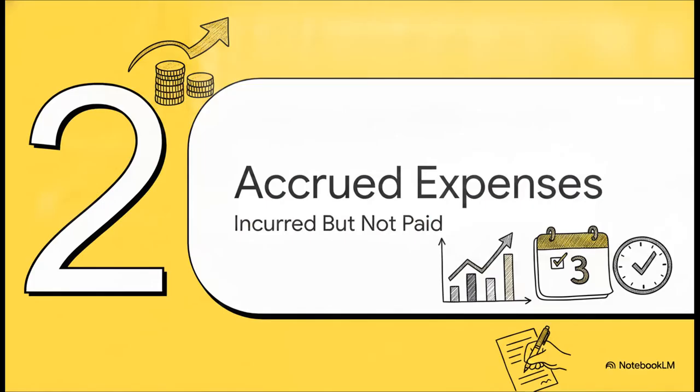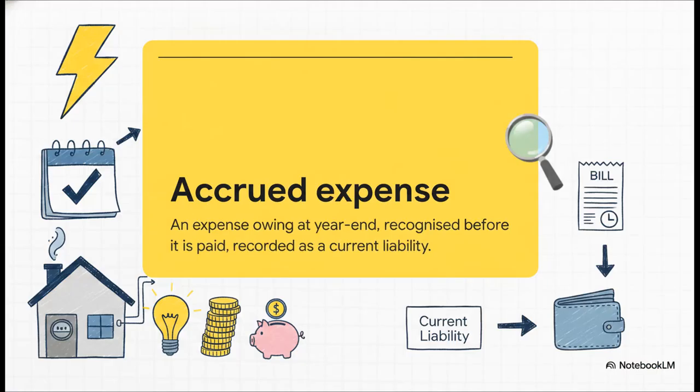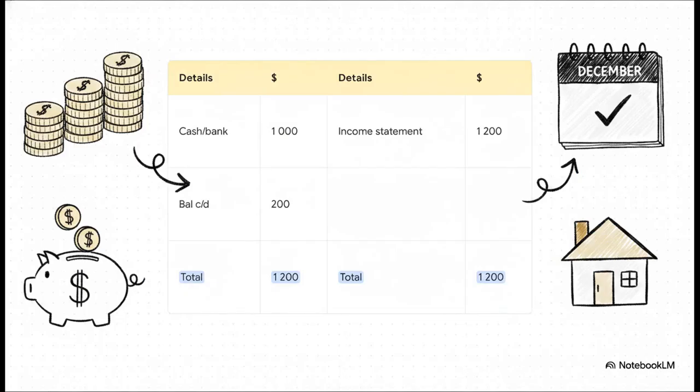Moving right along to Section 2, accrued expenses. By definition, an accrued expense is recognized before it's even paid. Because it's a debt the business actually owes for the current year, it's got to be recorded on the statement of financial position as a current liability. Think about it. You use the electricity, you just haven't paid the bill yet, but that expense absolutely still belongs to this year. This perfectly illustrates the concept in action.